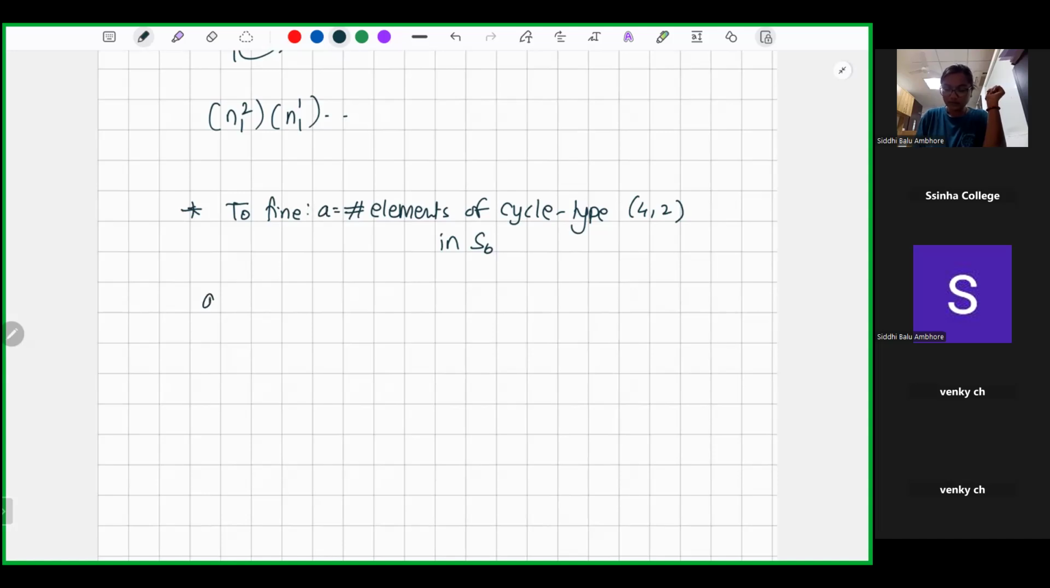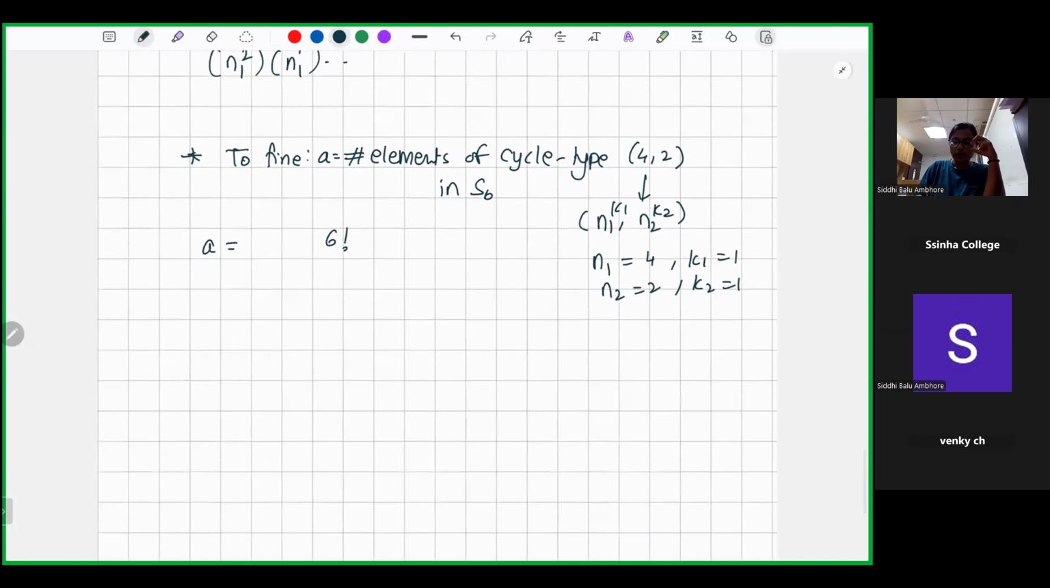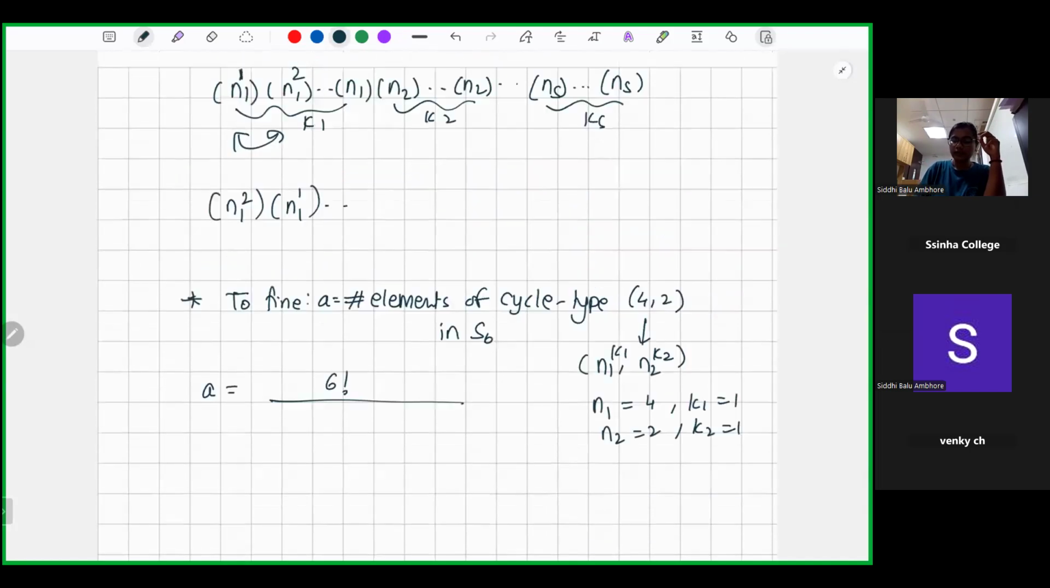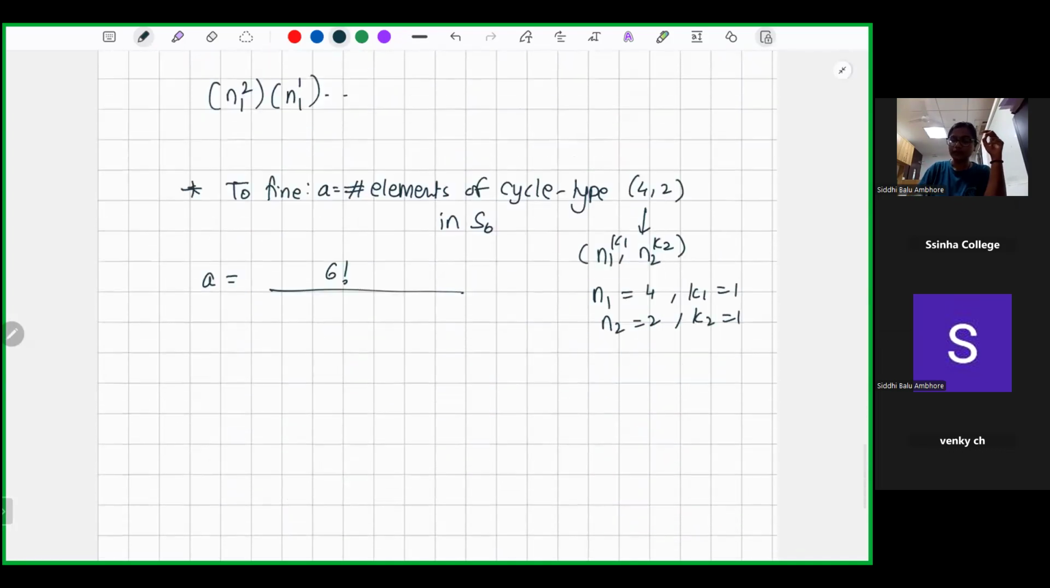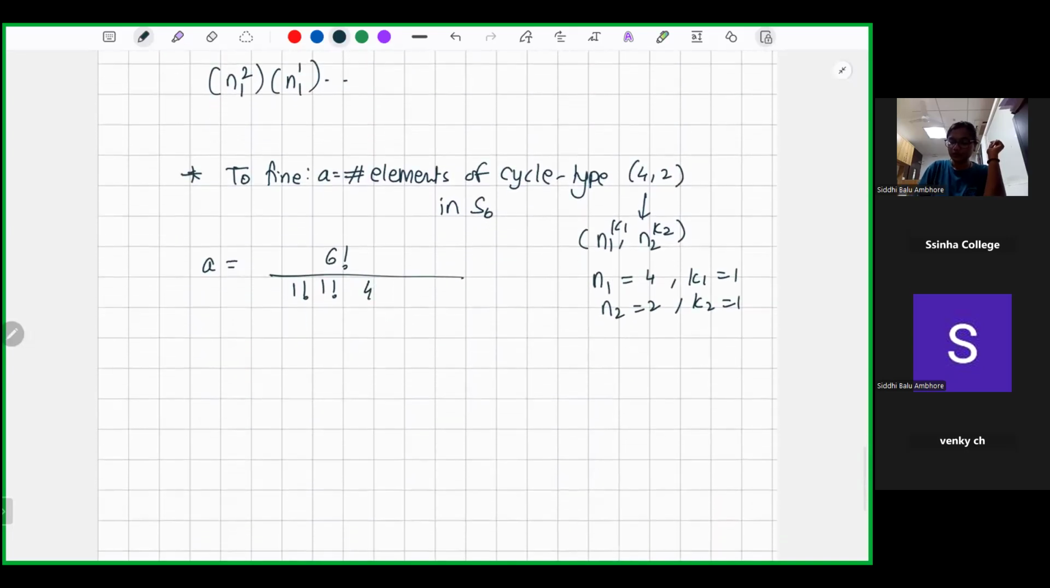A is 6 factorial, and in this 42 there are two types. If I write this in the form N1 power K1, N2 power K2, then my N1 is 4, N2 is 2, K1 is 1, and K2 is 1. This is divided by, from the formula, K1 factorial, K2 factorial. That is 1 factorial, 1 factorial, N1 power K1, N2 power K2. So this is 4 power 1 into 2 power 1. Okay, and this is 6 factorial.